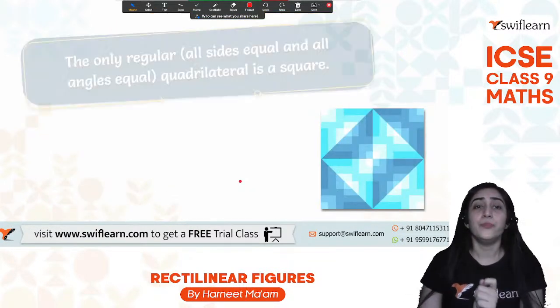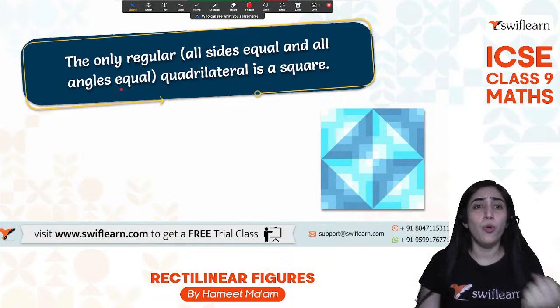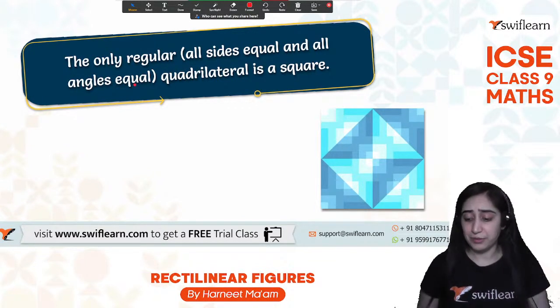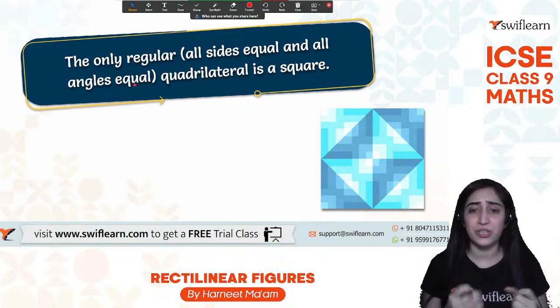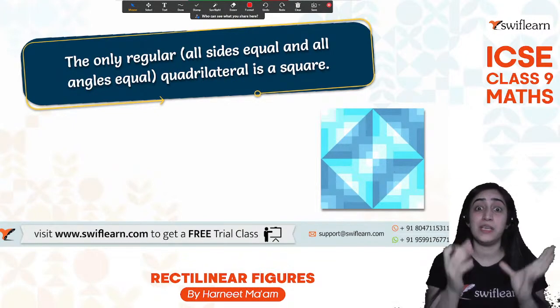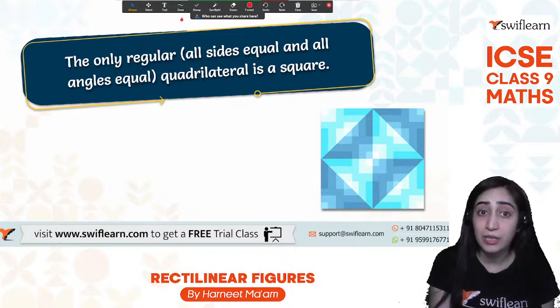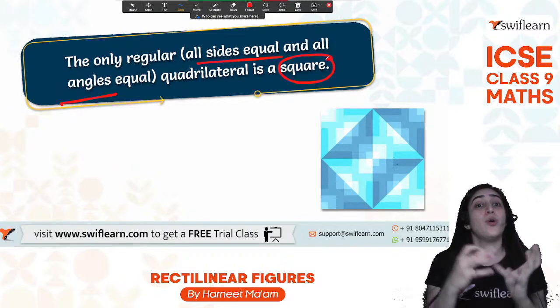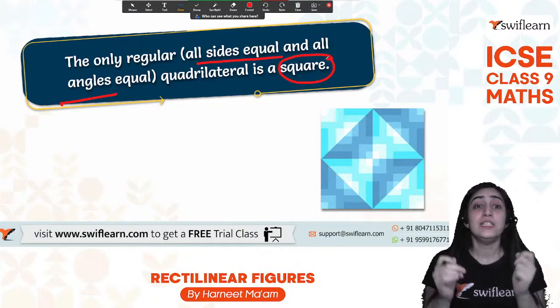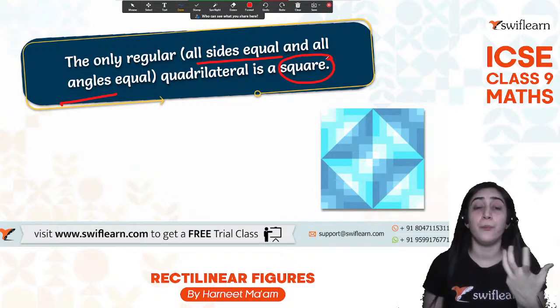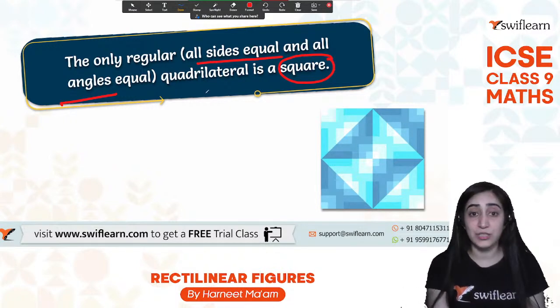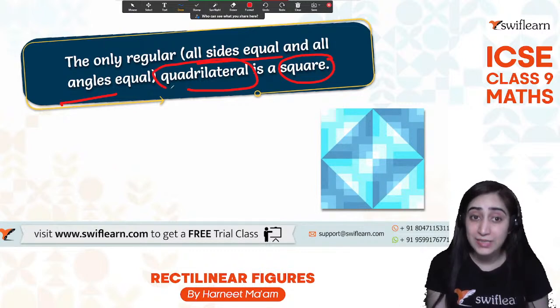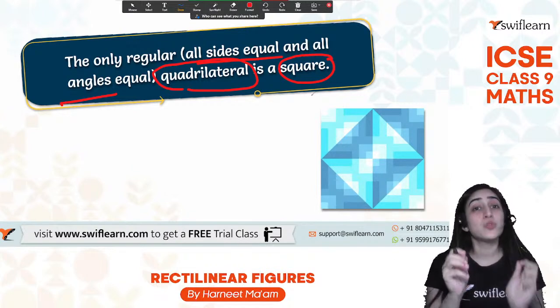All right. Moving on to a question. The only regular quadrilateral, what can we say which is a regular quadrilateral? Everyone, can you give me the answer? Which can be a regular quadrilateral? Regular means all the sides and all the angles are equal. So which says that all the sides and all the angles are equal? It's just a square. So when we talk about a regular quadrilateral, or a regular polygon with four sides, then we call it a square.